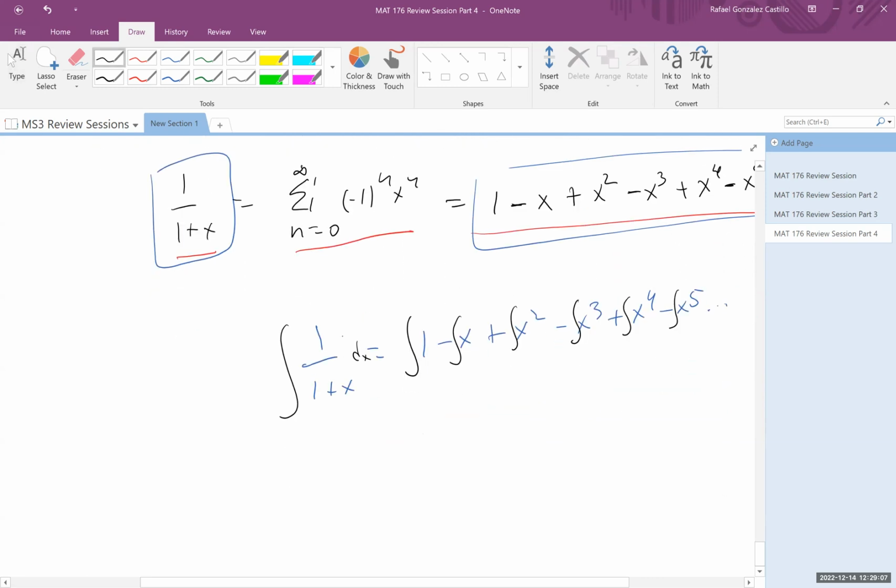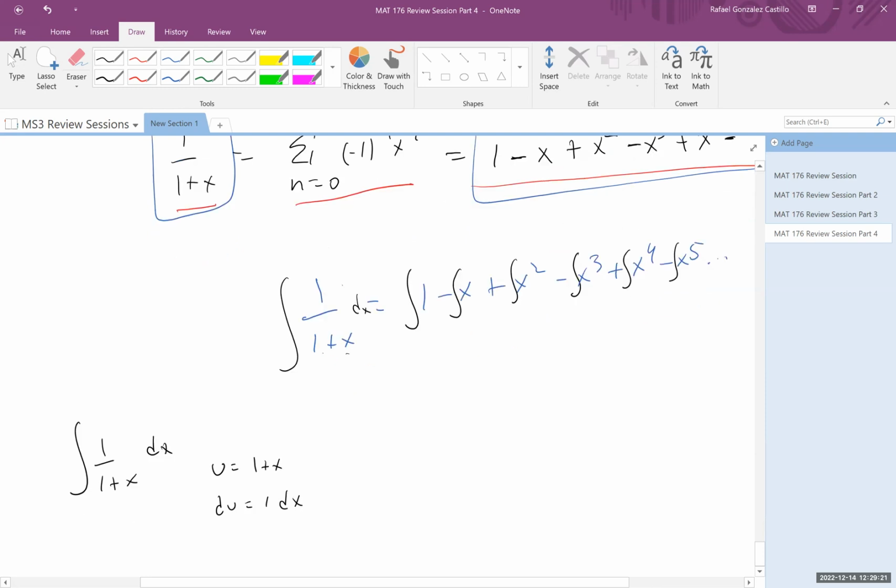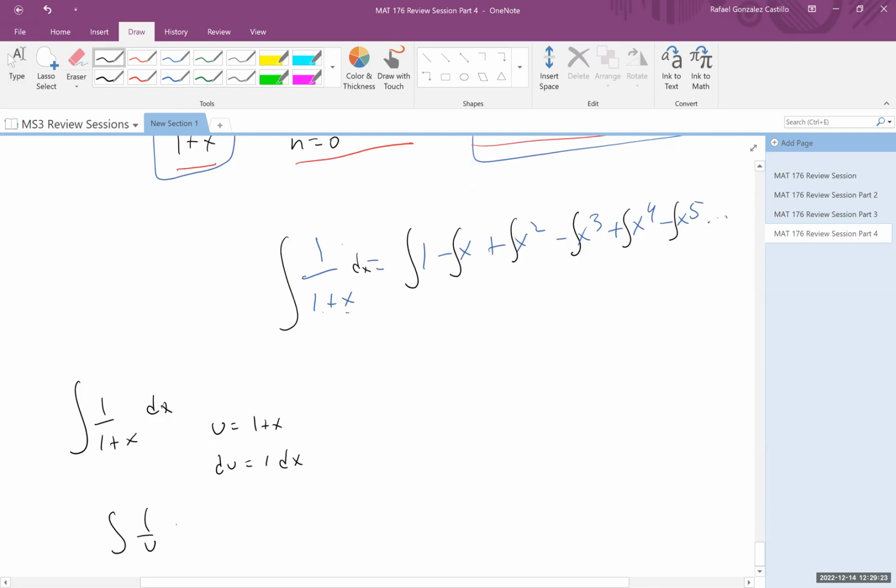Now the integral of 1 over 1 plus x dx, you could just use substitution for that one. Let u be equal to 1 plus x. That means that du is equal to 1 dx, which means that you have the integral of 1 over u du. But this is just ln of u plus c, which is just ln of what u was, which is ln of 1 plus x plus c.